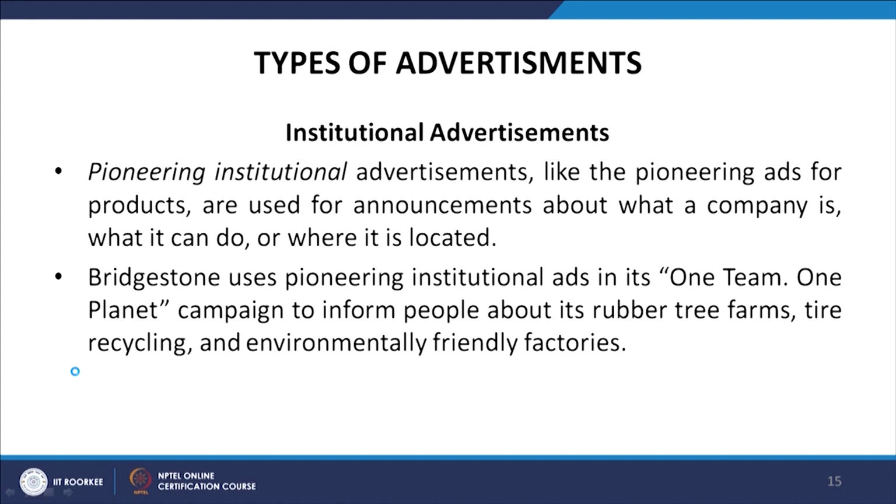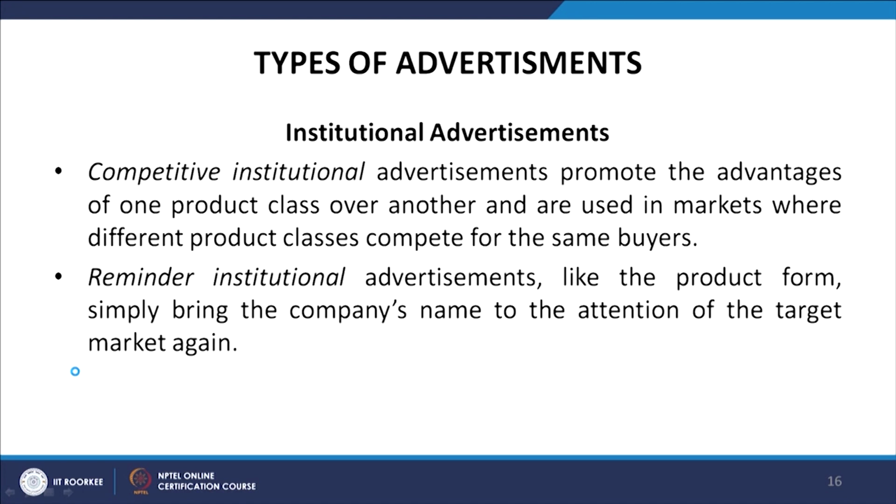Pioneering institutional advertisements, like the pioneering ads for products, are used for announcements about what a company is, what it can do, and where it is located. Bridgestone uses pioneering institutional ads in its One Team, One Planet campaign to inform customers about its rubber tree farms, tire recycling, and environmentally friendly factories. The competitive institutional advertisements promote the advantages of one product class over another and are used in markets where different product classes compete for the same buyer. Reminder institutional advertisements, like the product form, simply bring the company's name to the attention of the target market again.